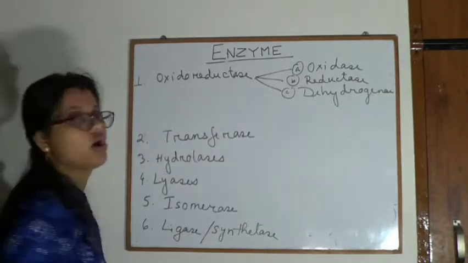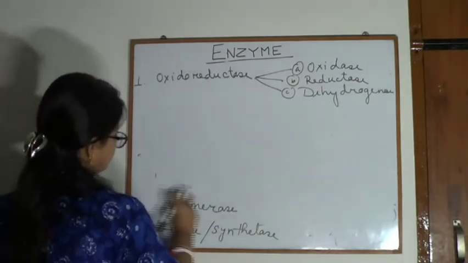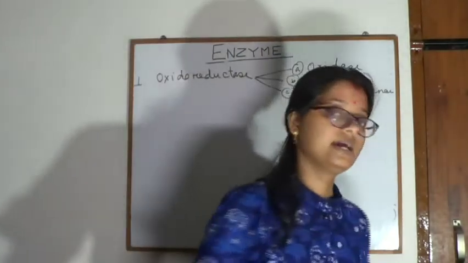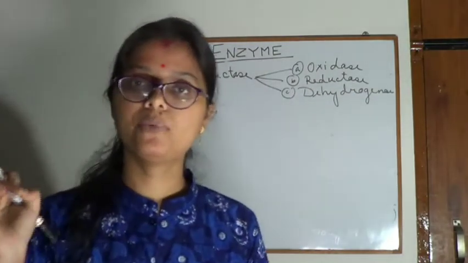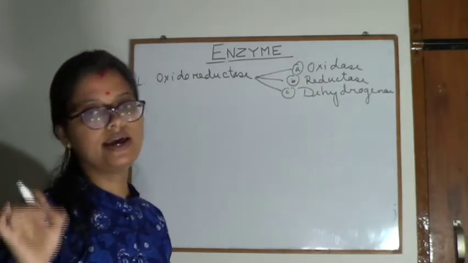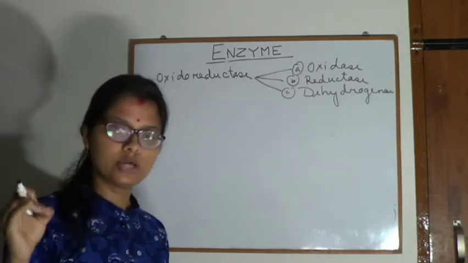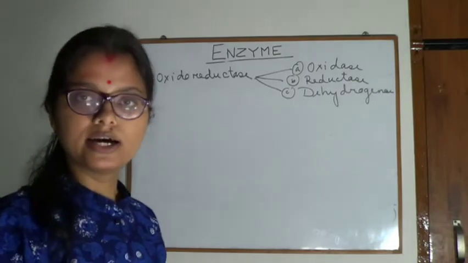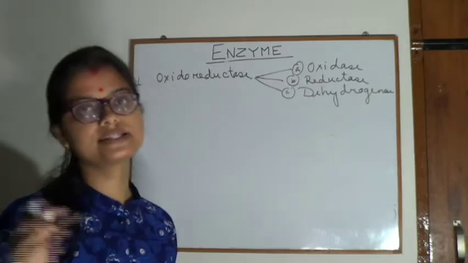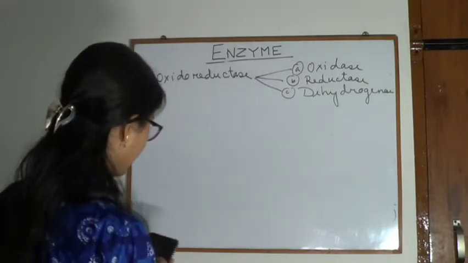The first one is Oxido Reductase. The name itself tells that these are enzymes which help in the oxidation as well as the reduction process. The enzyme which takes part in oxidation and reduction reactions is categorized in this group, Oxido Reductase. Okay, I will explain slowly.